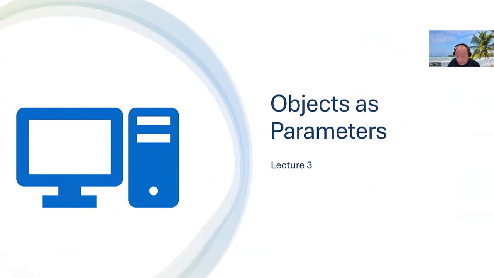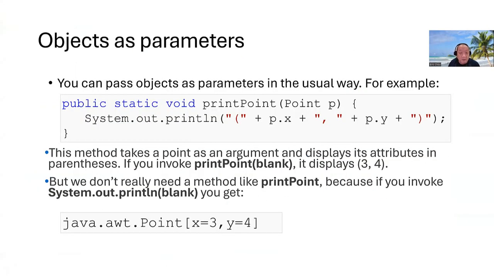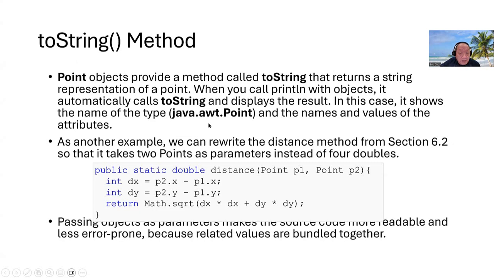And then you have object as parameter. You can use an object as a parameter. For example, you can print point. PrintPoint is a function that will access the point P, and then you print out its X and Y values. So you can pass your object as a parameter, just like any other data type. There's no problem.